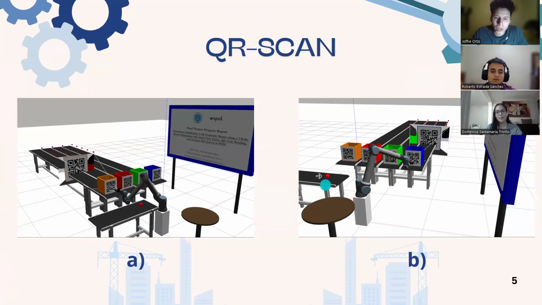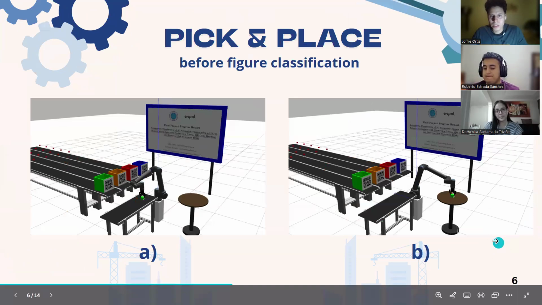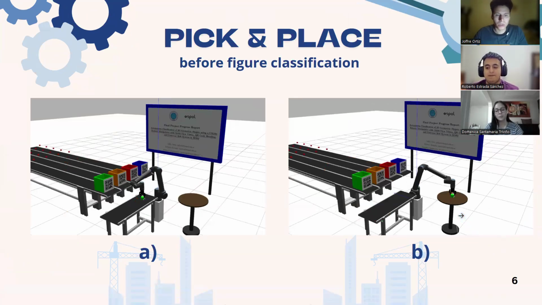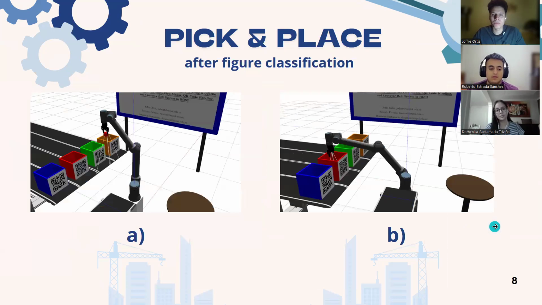For this part, at the start of each round, the robot is going to scan the QR codes to match each box and know what shape needs to be located there. For the next part, it's the pick and place. The robot is going to align itself with the input conveyor and then grab the object without knowing its shape. For the next step, the robot is going to rotate the object to capture its shape using OpenCV. And finally, it does the pick and place, putting the object in the destination box at the correct location.